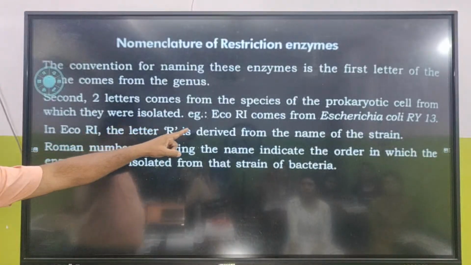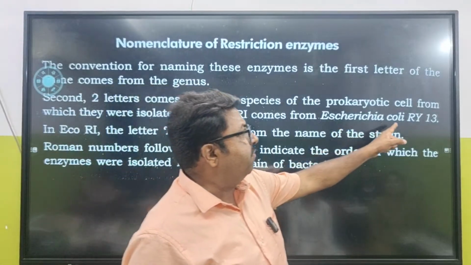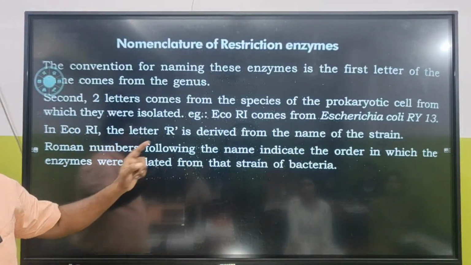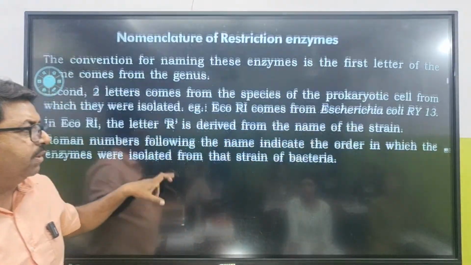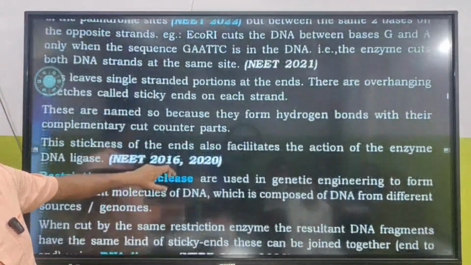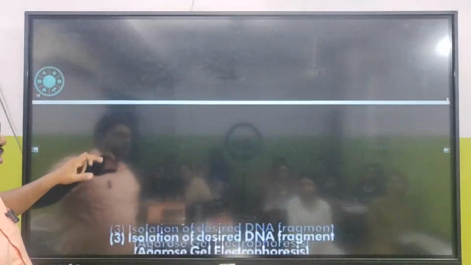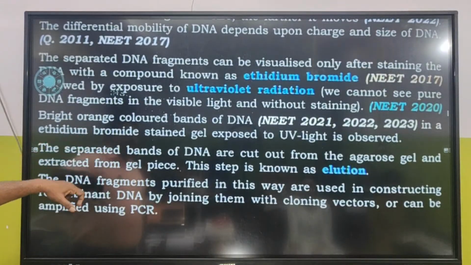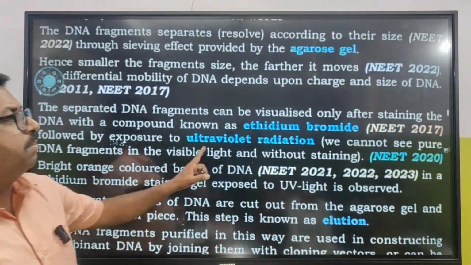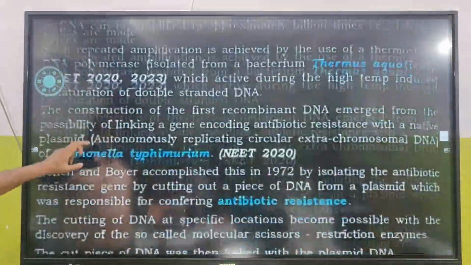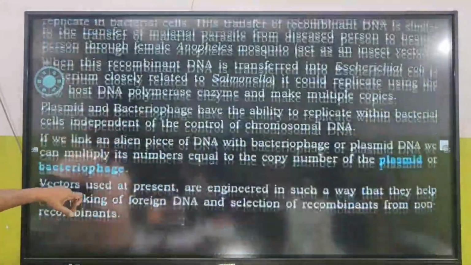Yes. Nomenclature, how EcoRI is named. What is the name of the strain? RY13. EcoRI means Escherichia coli RY13. Okay. Malayalam, Kanak. These are what? Palindromic words. Gel electrophoresis we have done. Ethidium bromide we have done. What is the function of ethidium bromide? Staining technique. Okay. And then let us start with PCR. We have already completed PCR.